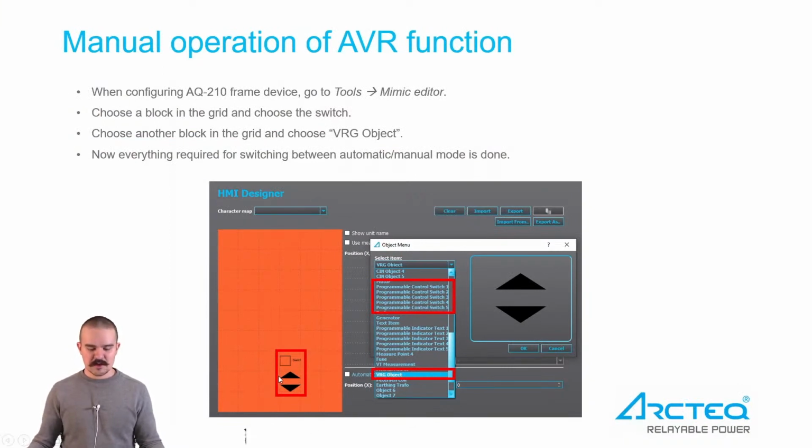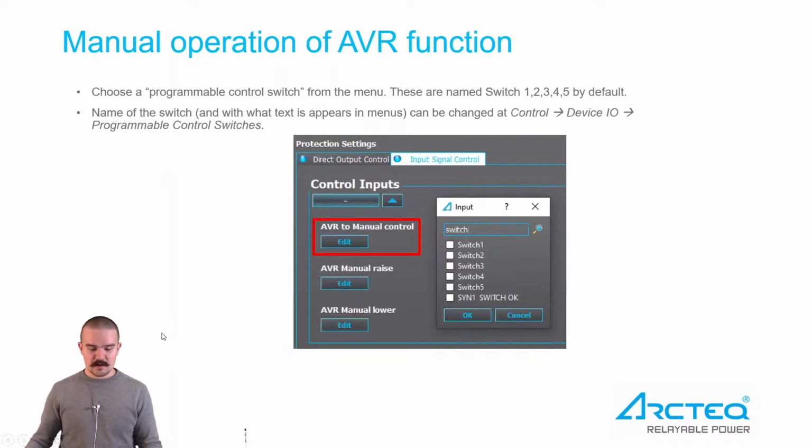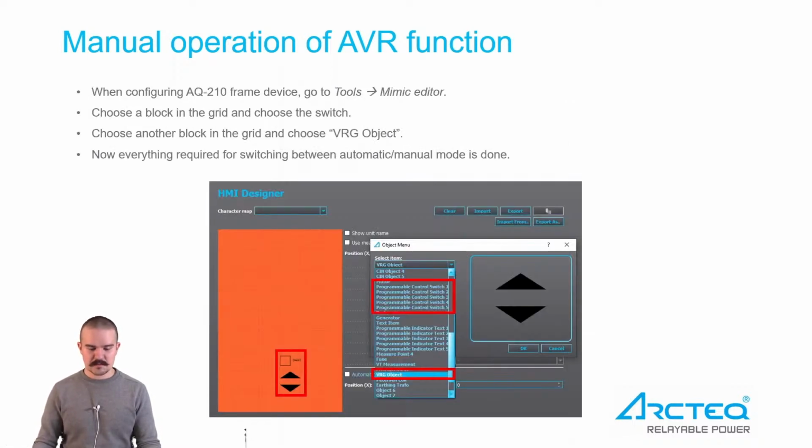This VRG object over here, it has an internal connection to the automatic voltage regulator function, so you don't need to set up anything more. Even though you see these kinds of points here, you don't need to put anything to these. Those are just if you are going to connect some kind of digital input or other binary signal to those points to control up and down.